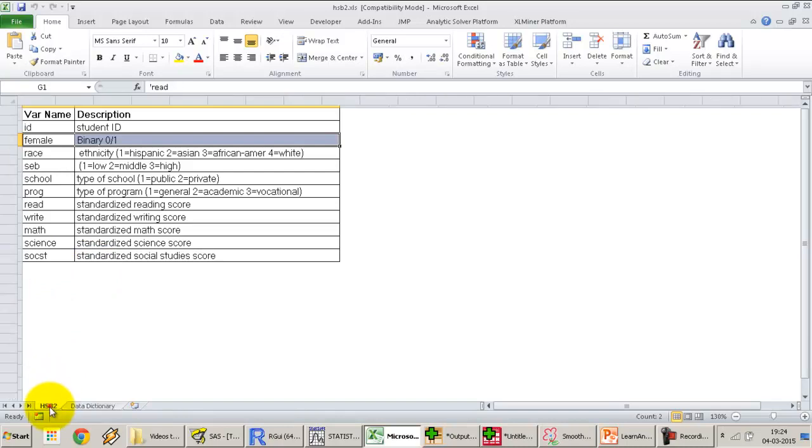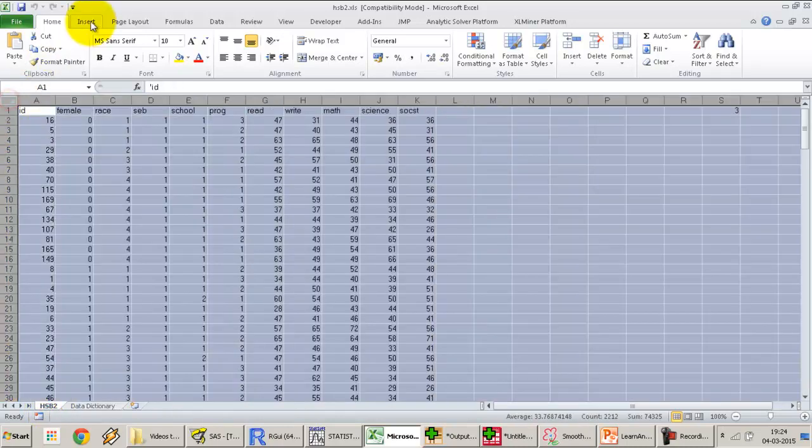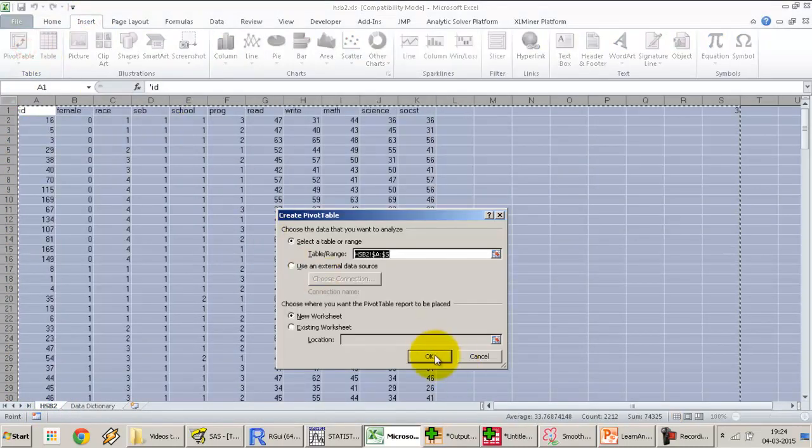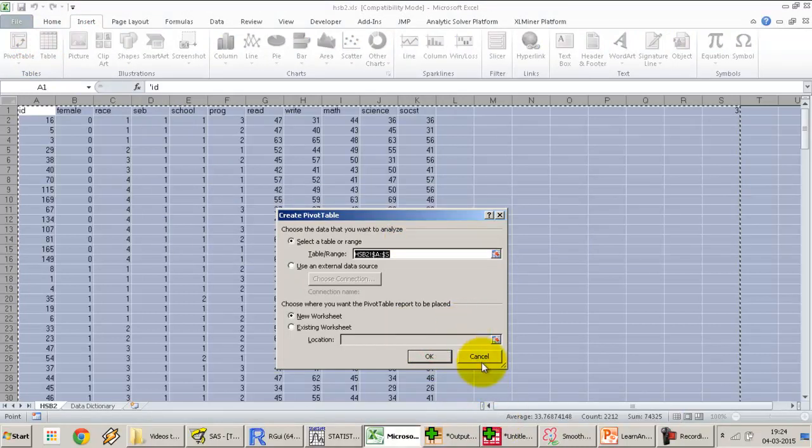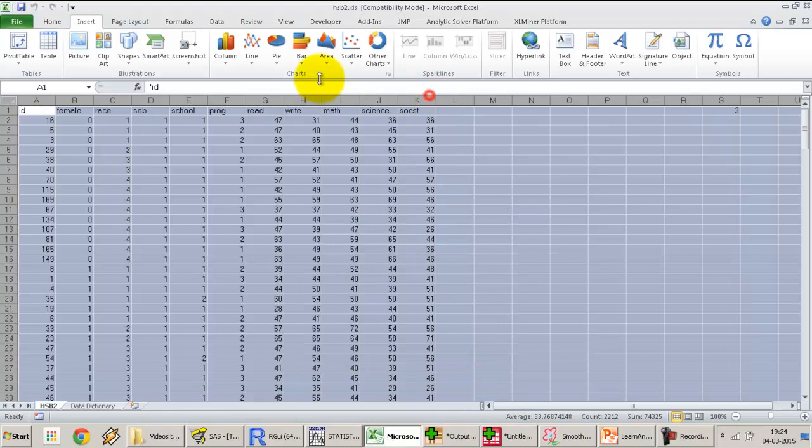So let me draw it in Excel over here. I want to compute the mean score for, let's say, math. Okay, some problem in my pivot table. Let me just do it again.